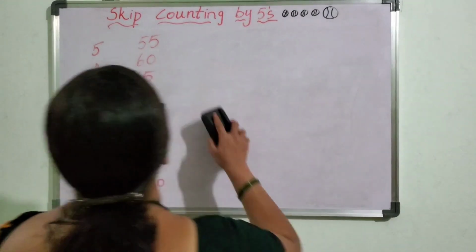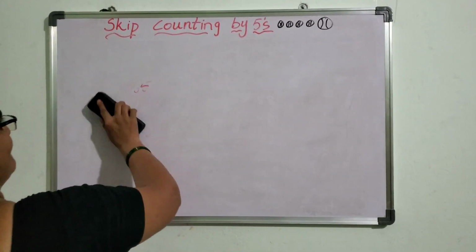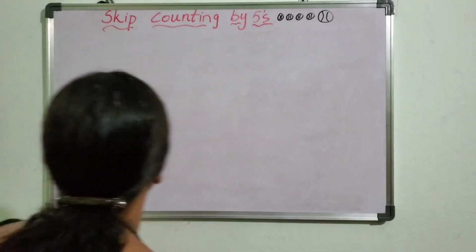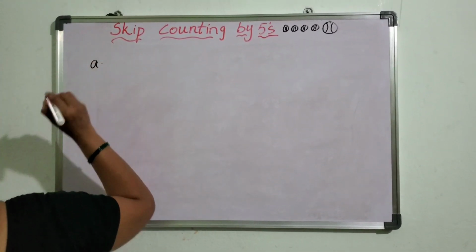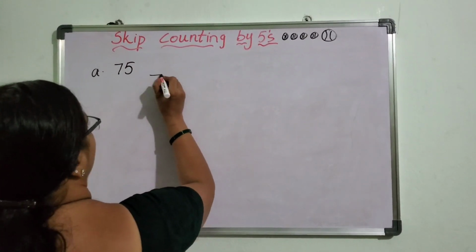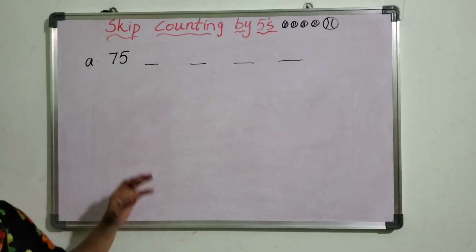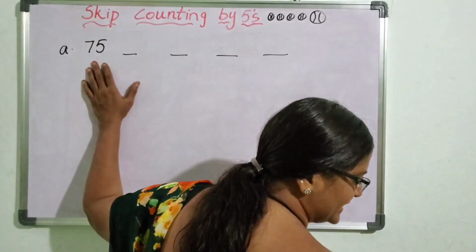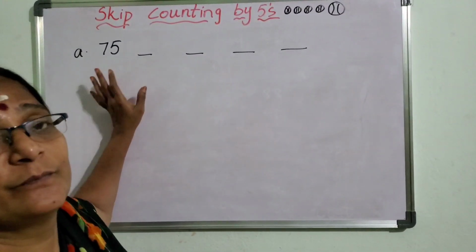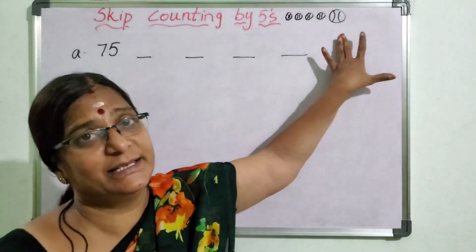Okay. Now, here 75. You should write skip counting by fives. After 75, what will come? You can use your fingers or you can draw the balls like this.